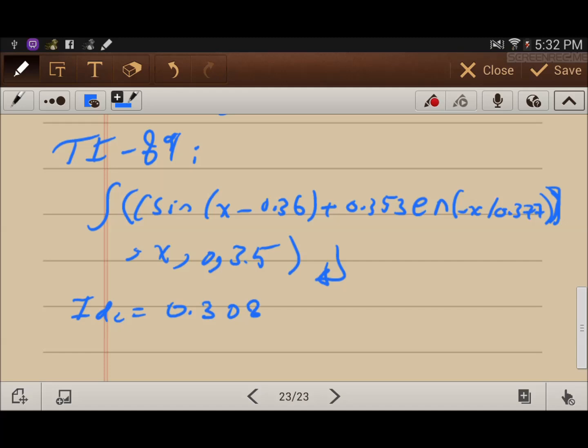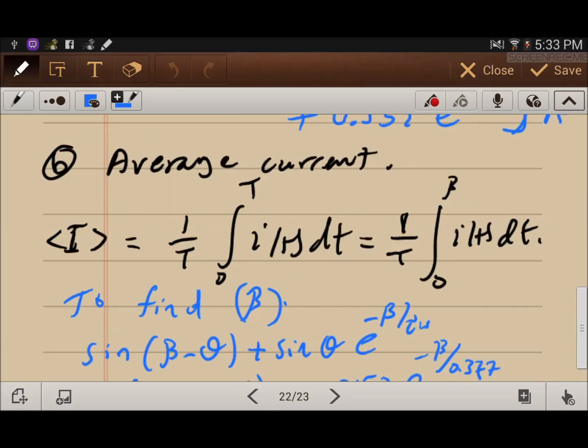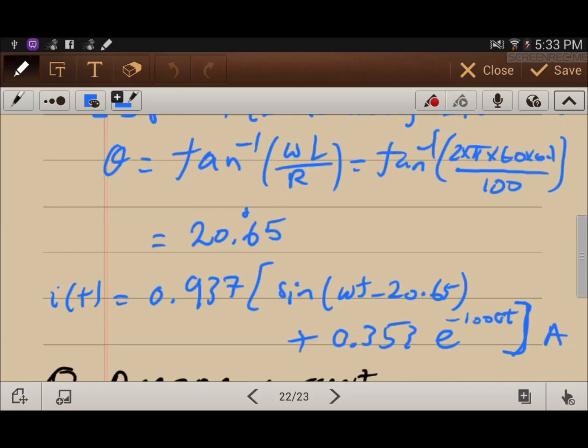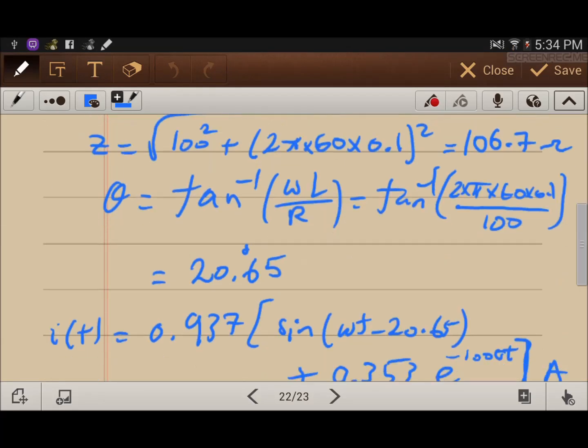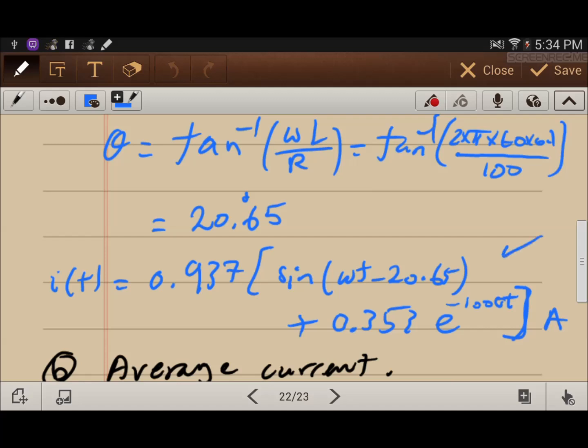Also I don't want to forget it's 1 over 2 pi here, and I don't want to forget also it's 0.937 from this expression.